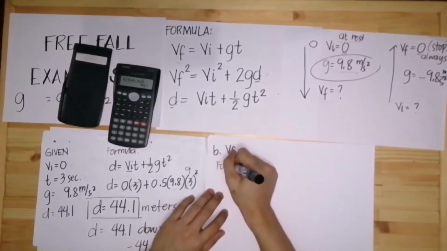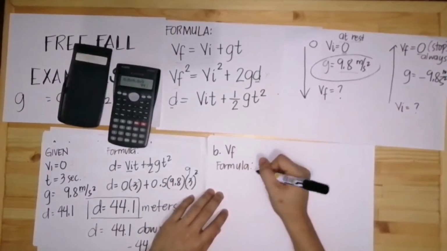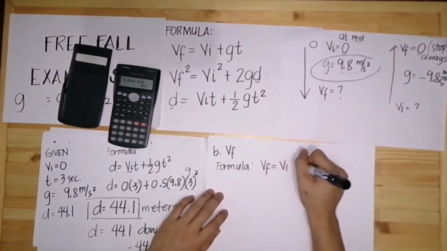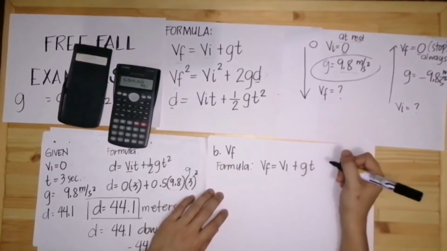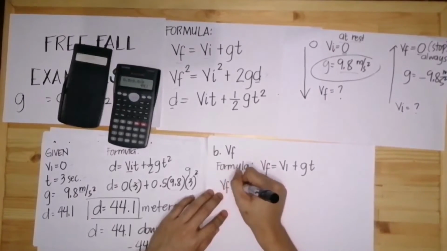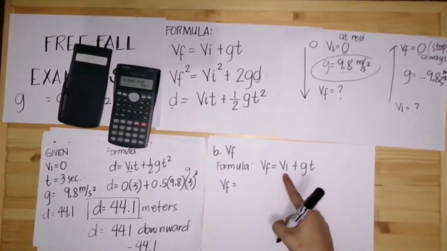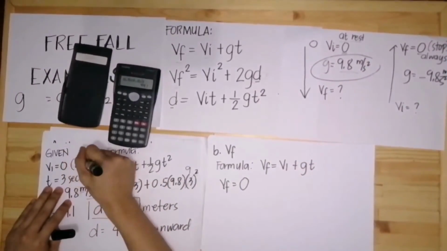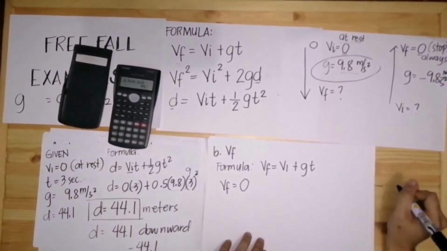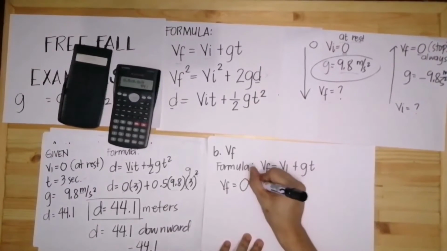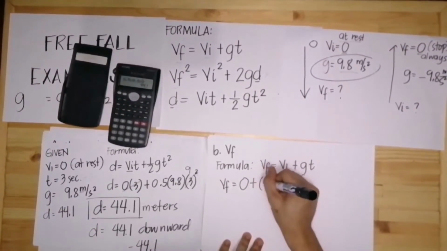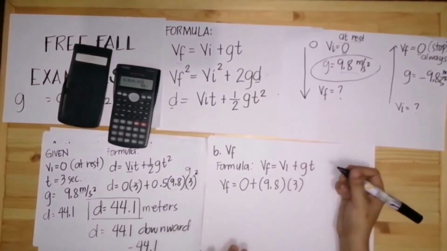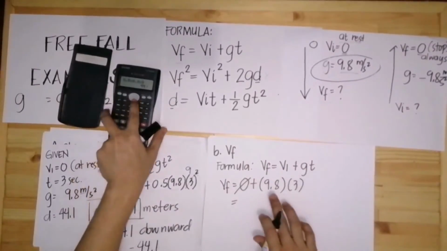So, formula, we have VF is equal to VI plus gravitational acceleration times time. So, VF, copy lang, equals. Initial velocity ay 0 because of the word rest. At rest. 0. Then, ito plus, the gravitational acceleration is equal to 9.8 meter per second squared. The time is 3. So, cancel nyo na yung 0 na yan. Hindi na kailangan. Then, multiply lang natin to.